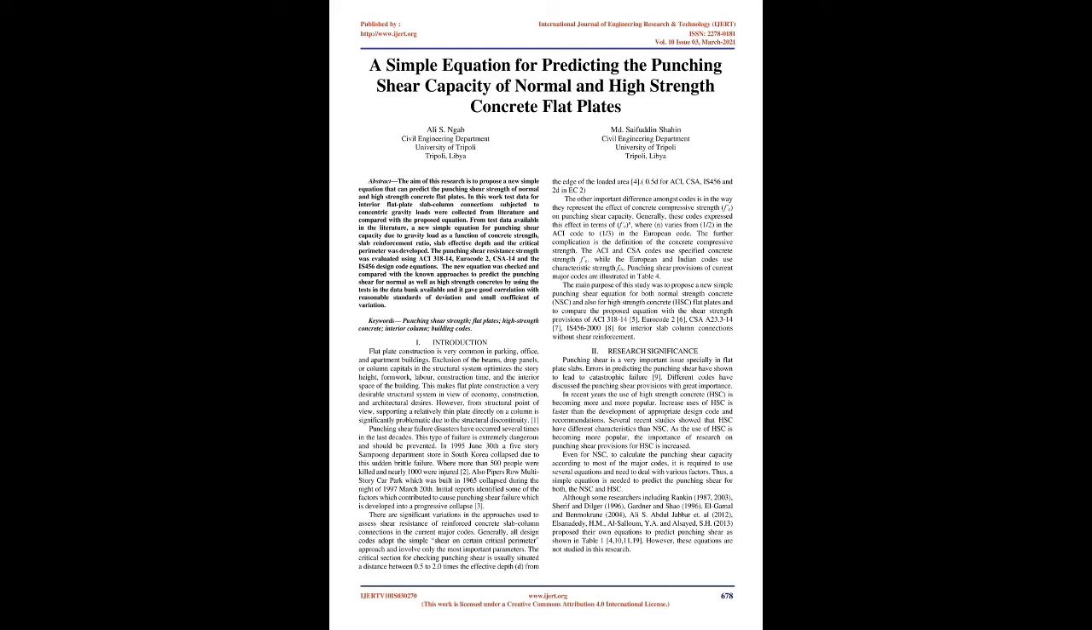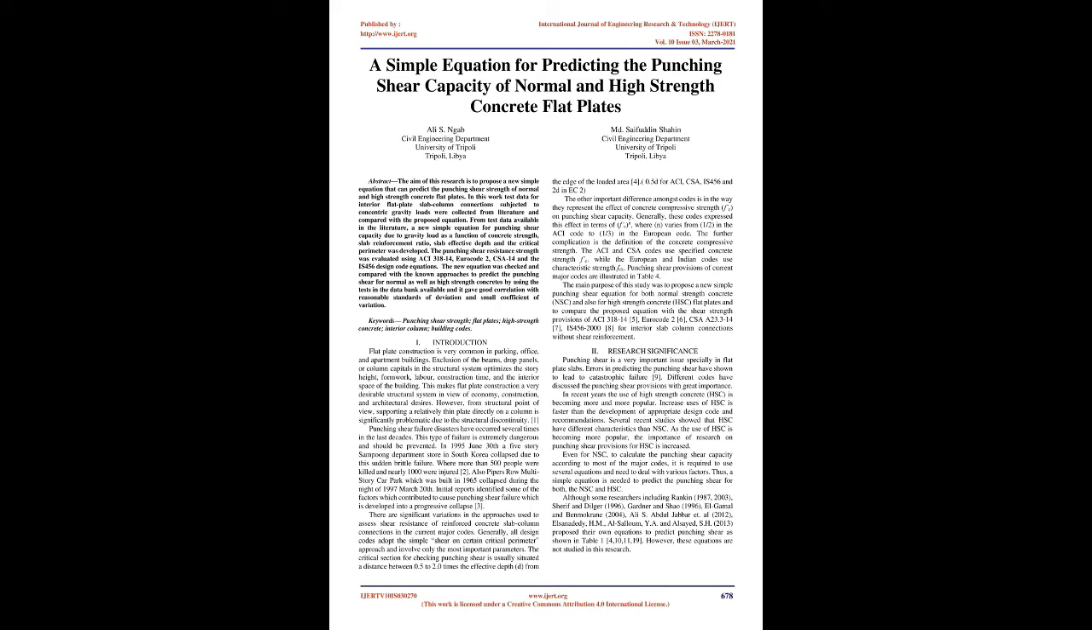However, from a structural point of view, supporting a relatively thin plate directly on a column is significantly problematic due to the structural discontinuity. Punching shear failure disasters have occurred several times in the last decades. This type of failure is extremely dangerous and should be prevented. In 1995, June 30, a 5-story Sampoong department store in South Korea collapsed due to this sudden brittle failure, where more than 500 people were killed and nearly 1,000 were injured too.